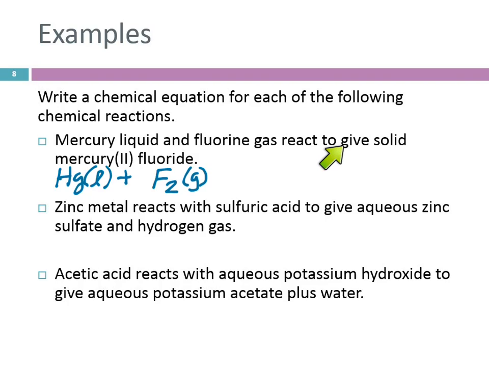And here it says to give. That's your signal that here's the arrow coming in. So the mercury and the fluorine produce solid mercury(II) fluoride. Well, it's a solid. What's the formula?